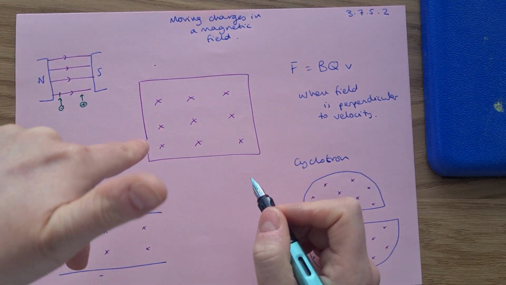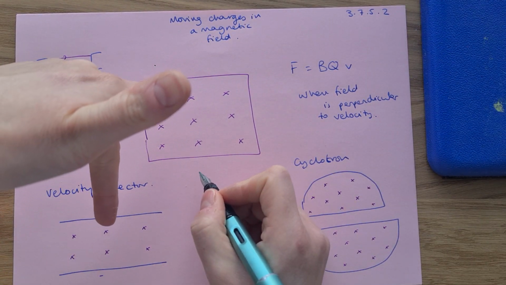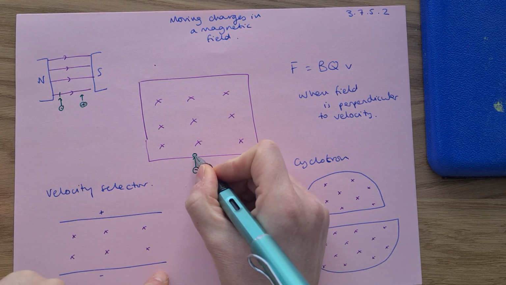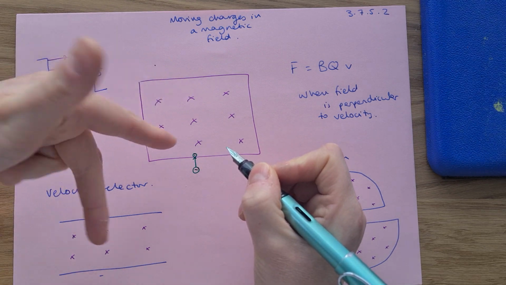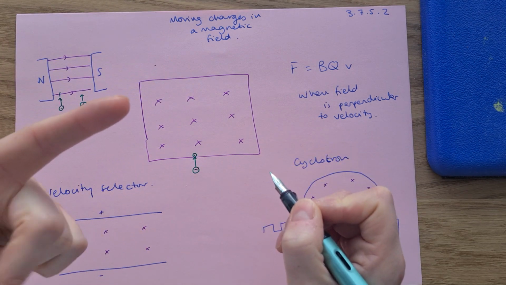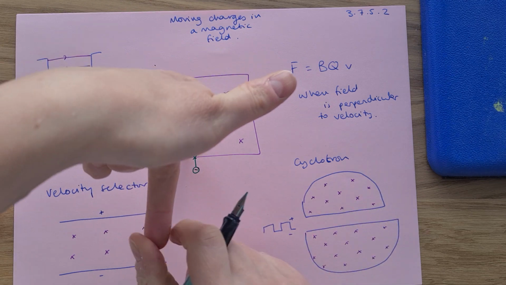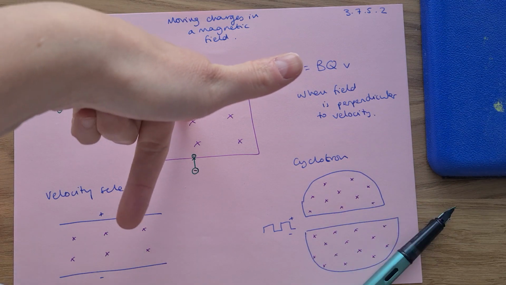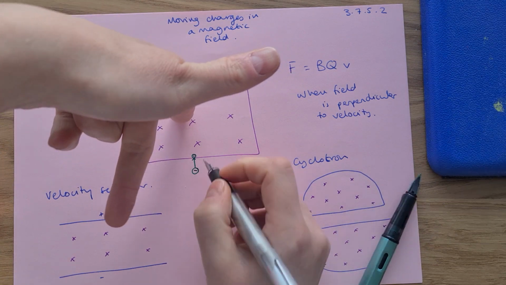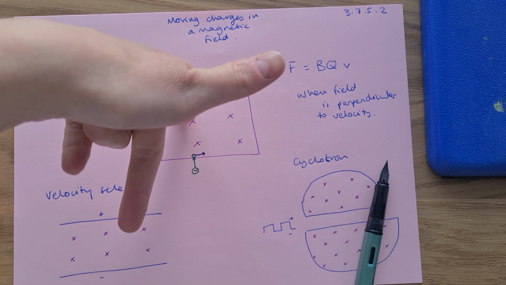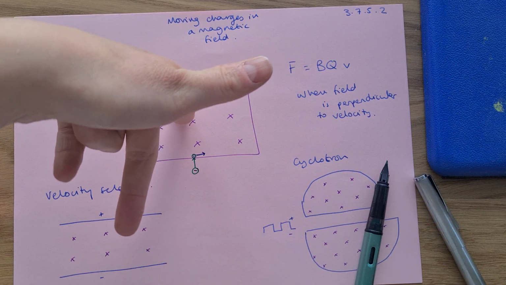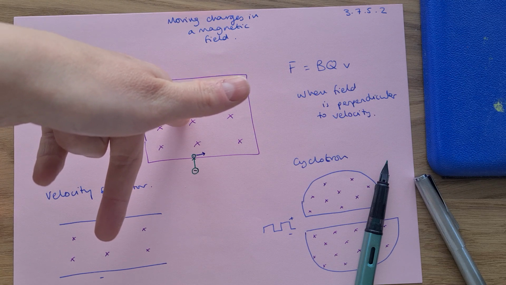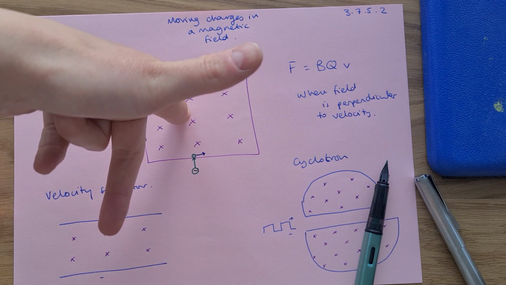So if I put my electron in here and give it a velocity, as soon as it enters this magnetic field, it's going to experience a force. I use Fleming's left-hand rule to work out the direction: first finger field into the page, second finger current, which is the opposite direction to the electron's movement. The force is always perpendicular to the velocity because of Fleming's left-hand rule. A force perpendicular to the velocity vector isn't going to make it accelerate in speed. It's not going to get faster. What's going to happen is it's going to change direction.